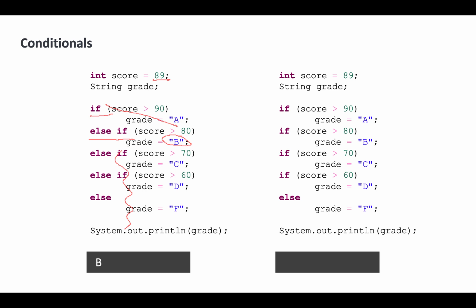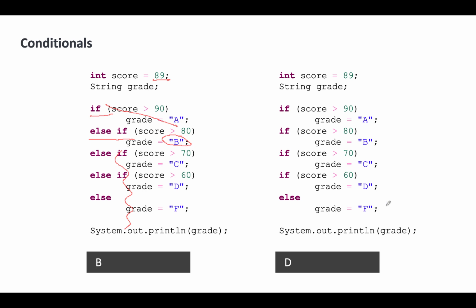The only difference between the code on the left and the right is that we're using if statements instead of else ifs. So I will give you 5 seconds to figure out the answer for this one. What is the output? This one was a little bit tricky, right? So the grade is D.